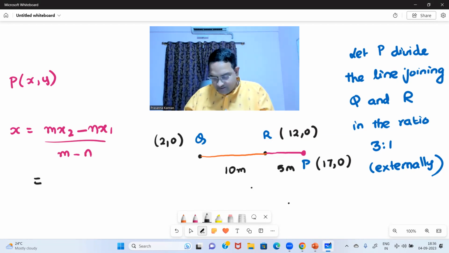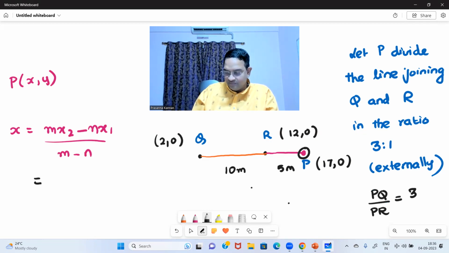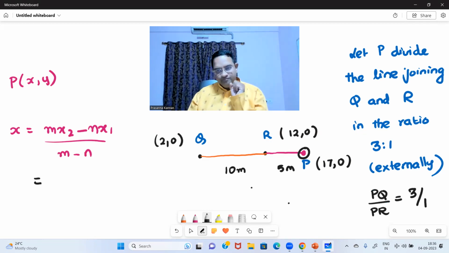What do you mean by this external division? That means from P to Q divided by from P to R. This ratio is how much? 3:1. Correct? P to Q divided by P to R is 3:1. Correct? That is the meaning.